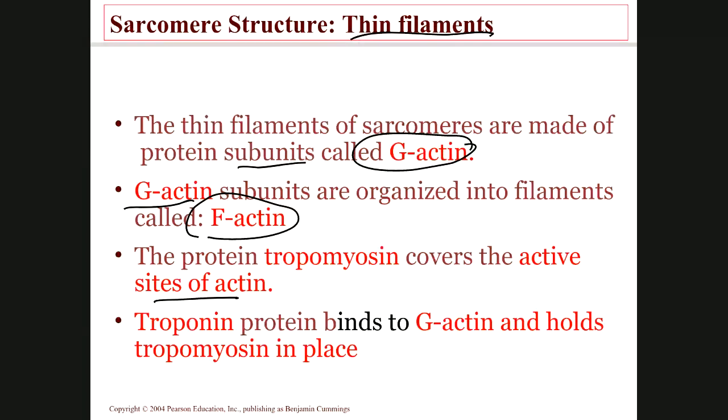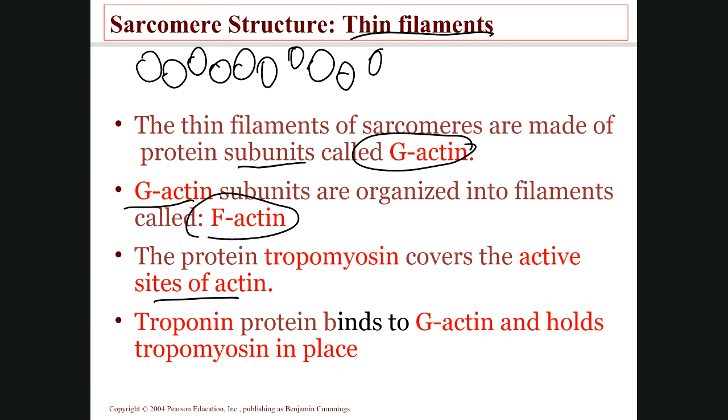So actin is this circular protein that assembles together into a filamentous shape. And on one side of the protein, there is what they call an active site. That active site is being blocked by a protein called tropomyosin. So tropomyosin is an elongated protein that sits on top of the active site and covers it. So that is a part of the structure of a thin filament.